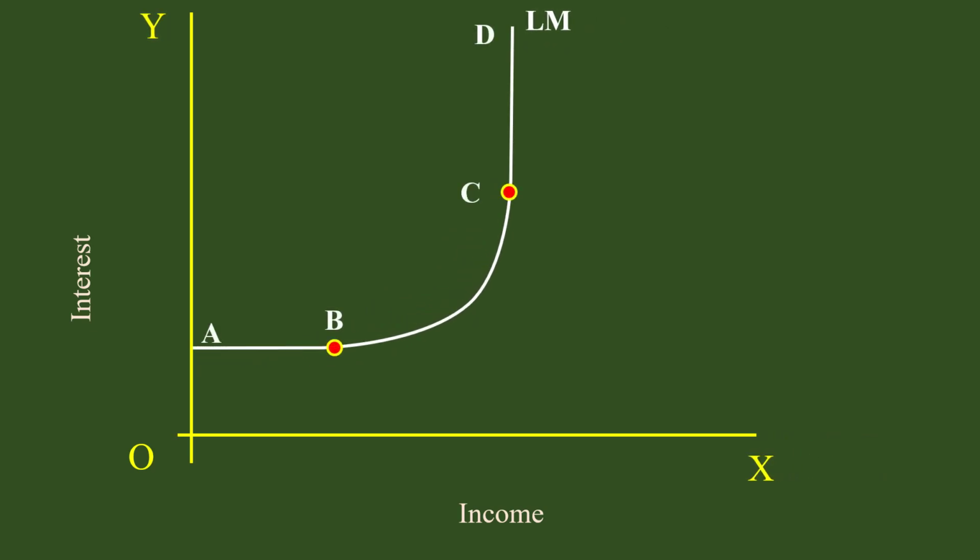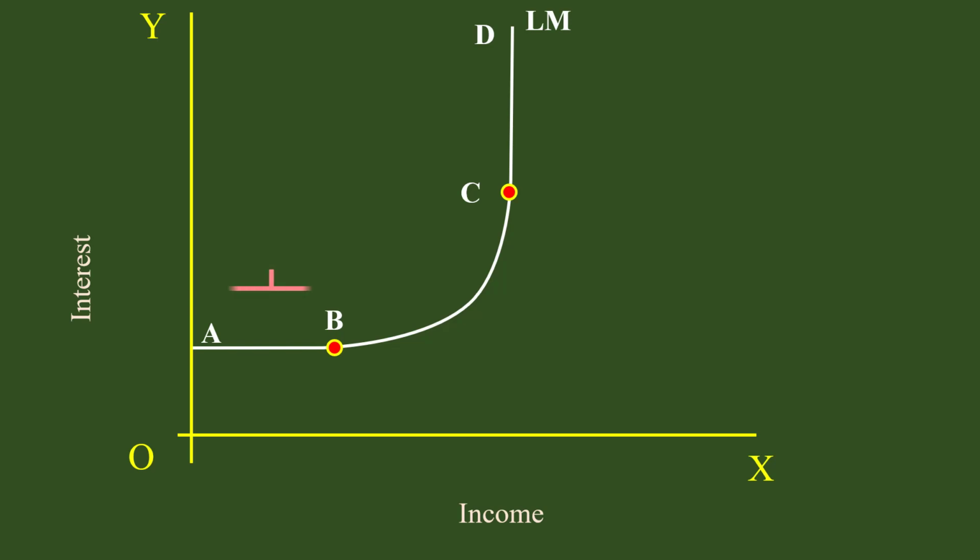The actual shape of the LM curve is an inverted L-shaped curve with an upward sloping smooth corner at the right. Why does the LM curve take such a shape? I shall do a separate video on this after some time. Let us go ahead with the main theme of this lesson.